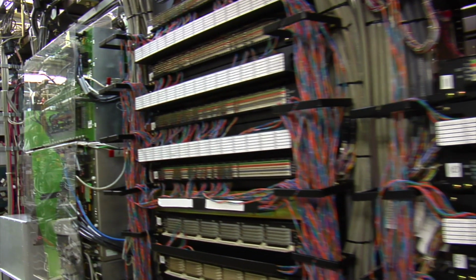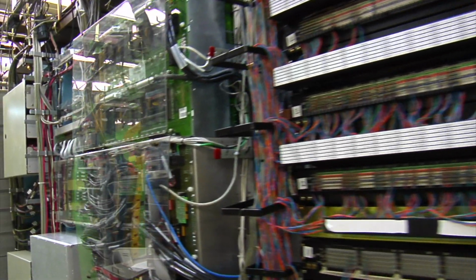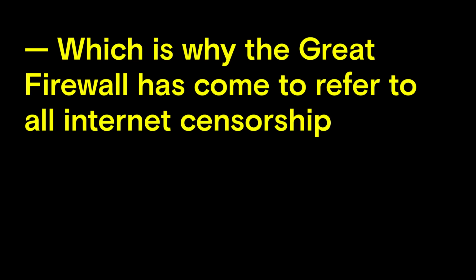Take the Great Firewall. The Great Firewall is made up of two parts. The Great Firewall itself, the part that is actually a firewall, more on that in a moment, and the second part. The second part is fuzzier and not as easy to define and doesn't have a particularly snappy name, which covers everything, which is why the Great Firewall has come to refer to all internet censorship in China.